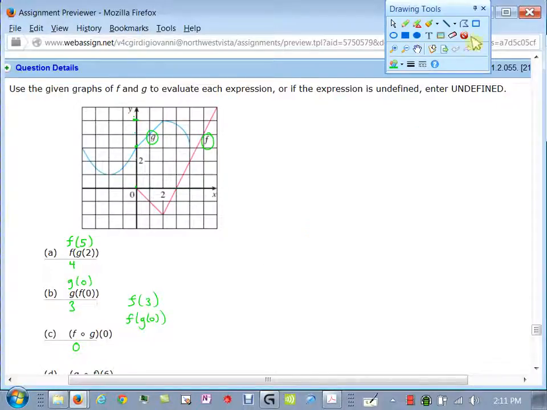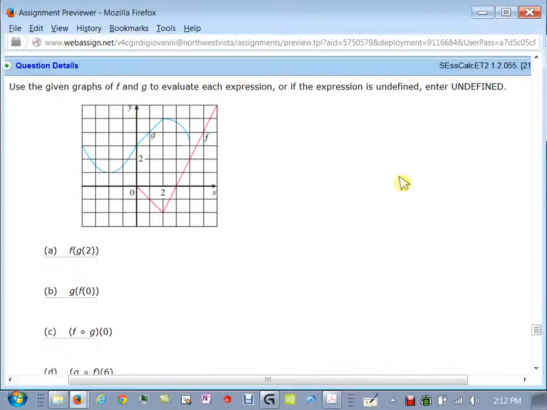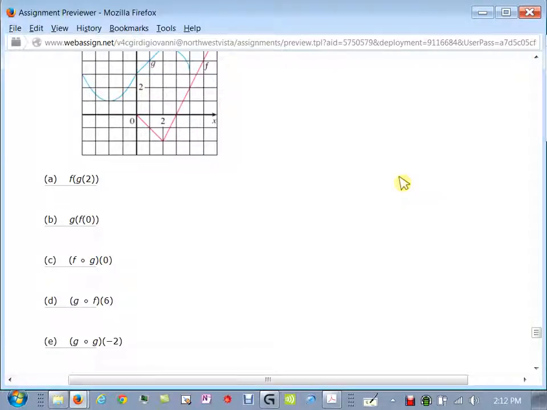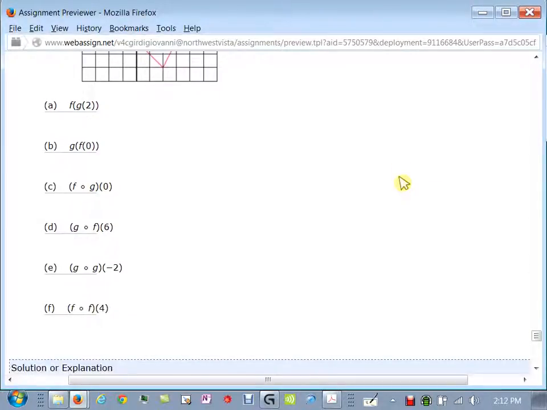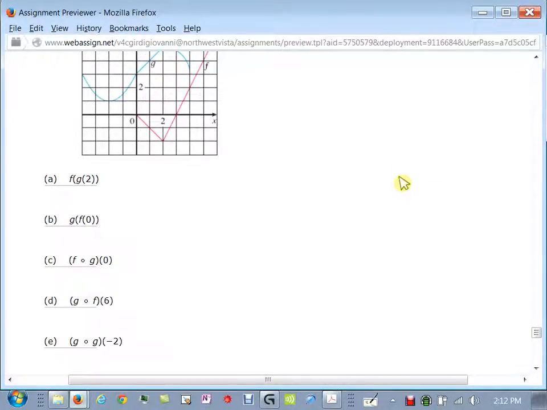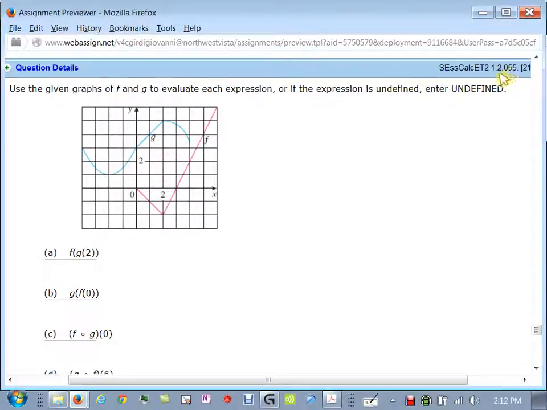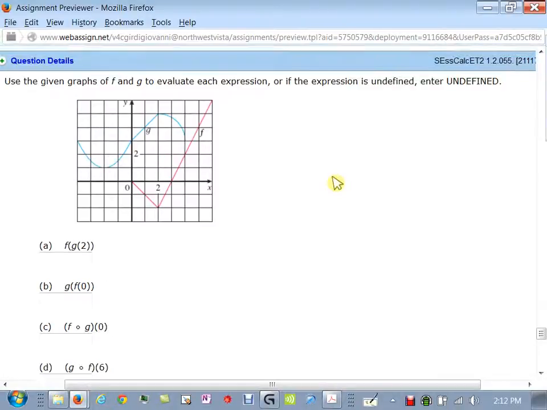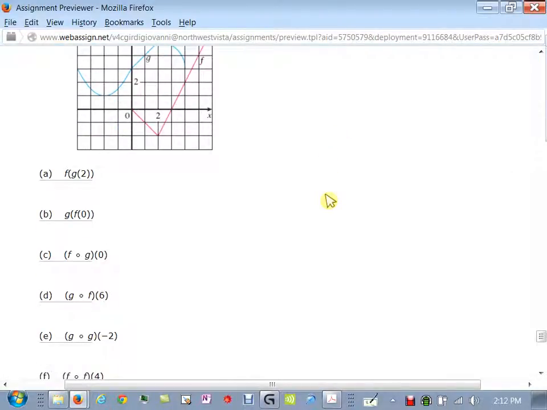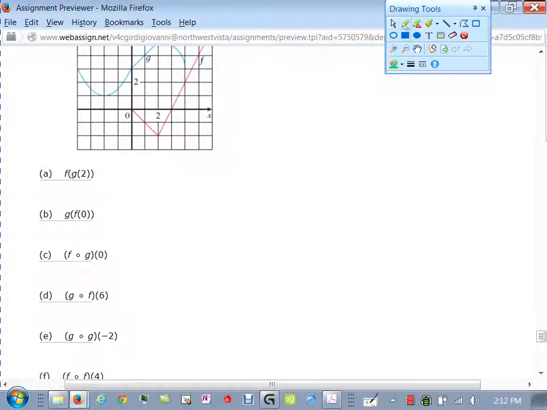All right. Let's see what else they got here for us. I'm going to need the graph to do this. Let's see if I can make this a little bigger. Okay, let's do this one here.